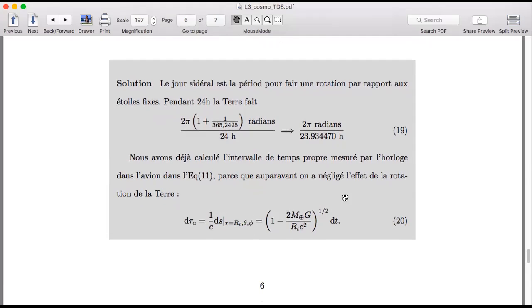Well, we're going to find it's negligible. So it's negligible on Earth and it's negligible on Mars. Mars spins at about the same rate as Earth.